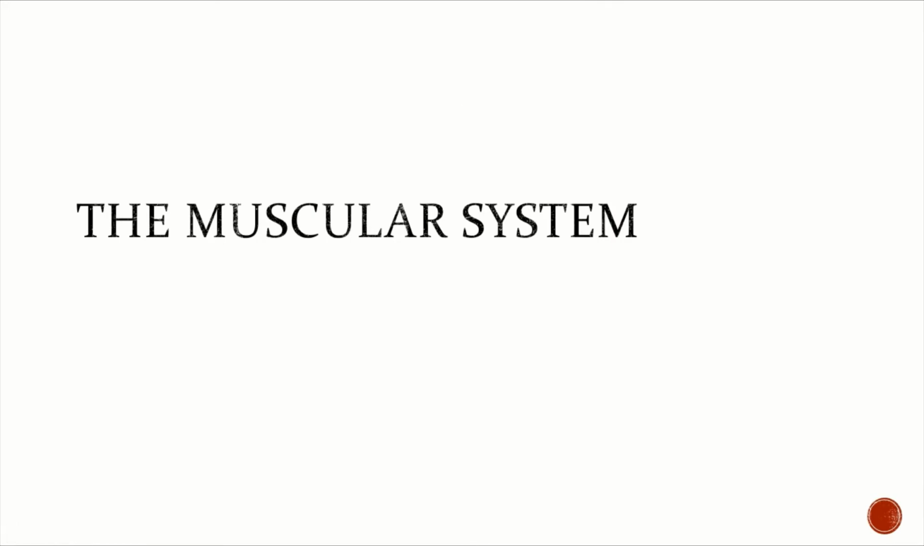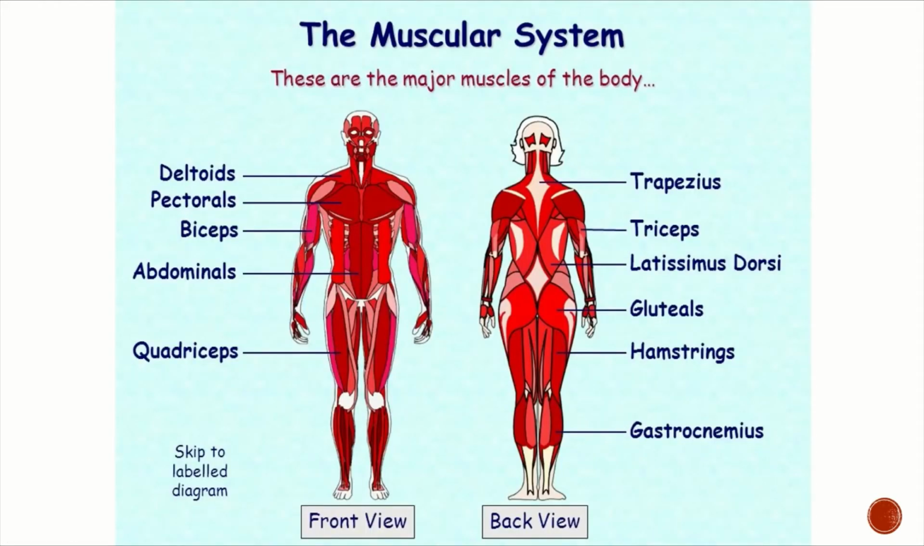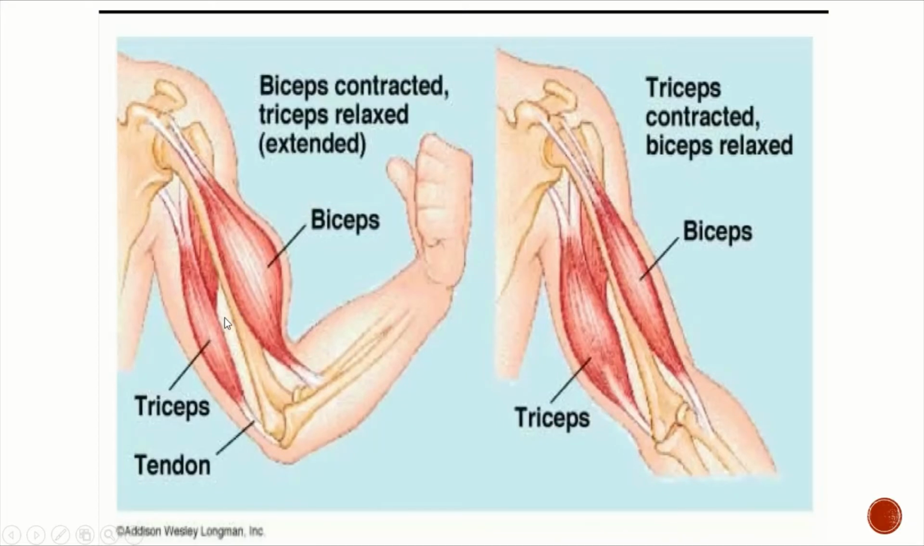Now we have the muscular system. Muscular system's main function is motion. It also provides heat, and these are the main muscles we need to know as interpreters. We're going to hear about deltoids, pectorals, abdominals, obliques sometimes, not here, but obliques we're also going to hear from time to time. Quadriceps, trapezius in the back, latissimus dorsi, gluteal muscles, hamstrings, and gastrocnemius. On the arm, we're gonna have the biceps, triceps.